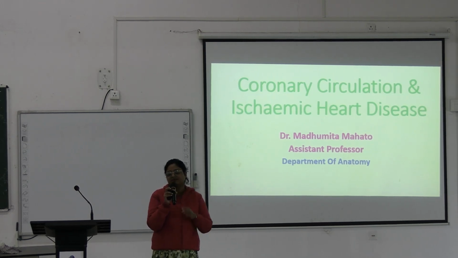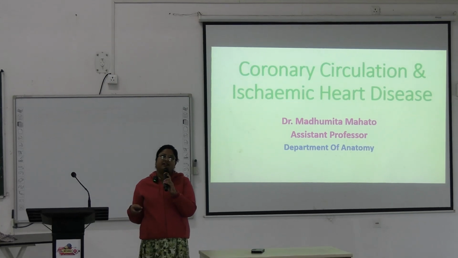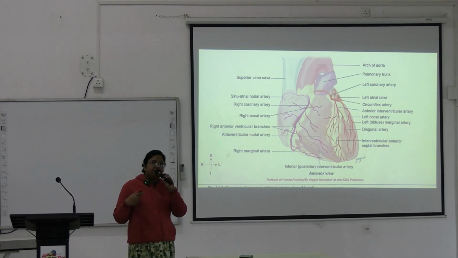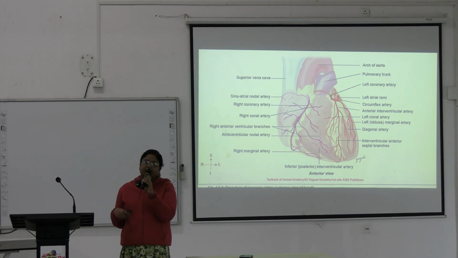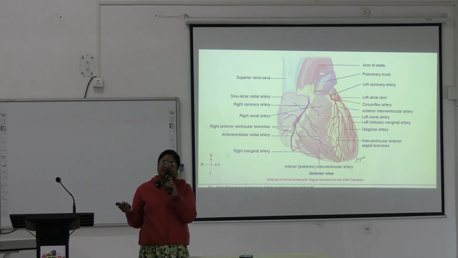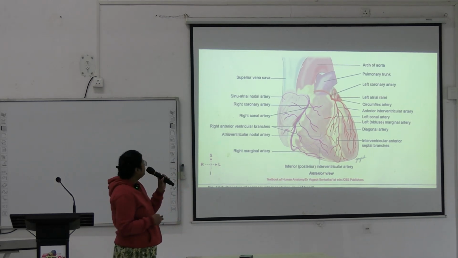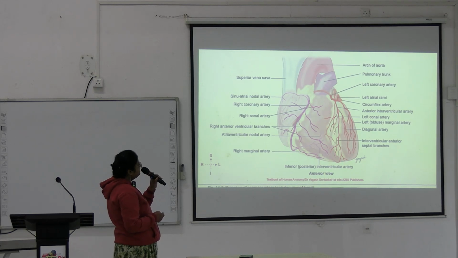Coronary circulation is important, or it can come as the blood supply of the heart. It consists of both the arterial supply and venous drainage. So first we will discuss the arterial supply. The heart is supplied by two coronary arteries, right and left coronary arteries. See here, this one is the right coronary artery and this is the left coronary artery.